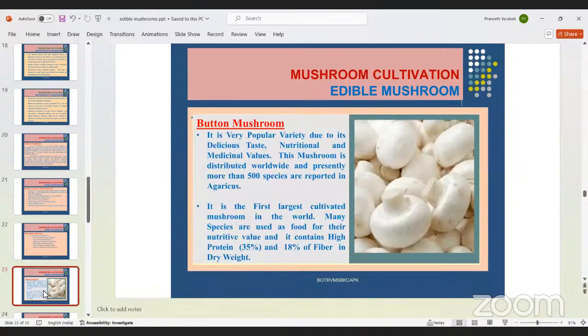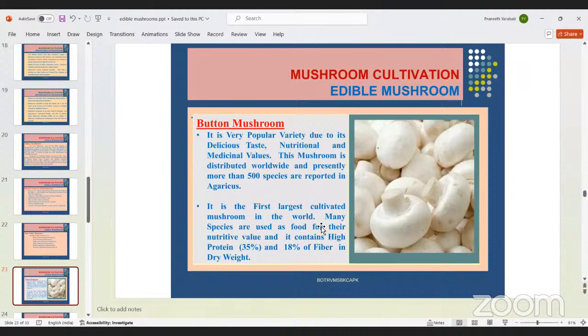Button mushrooms are white in color, and we can observe them in supermarkets. It is the largest cultivated mushroom in the world. Many species are used as food for their nutritive value, and it contains high protein, about 35%, and 18% fiber in dry weight. Generally we prefer this edible mushroom, Agaricus bisporus. It is a popular variety with nutritional and medicinal value, and is distributed all over the world.